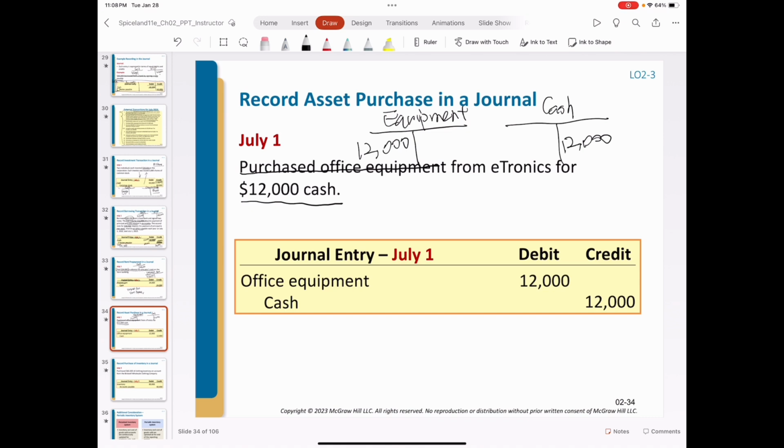This transaction basically is the company using cash in exchange for another asset. So we debit office equipment because this number is on the left side of the T account, and credit cash, which is on the right side of the T account. If we analyze the accounting equation, one asset increased $12,000, you know that's equipment, while the other asset decreased $12,000. The total assets don't change, just the type of assets changed.